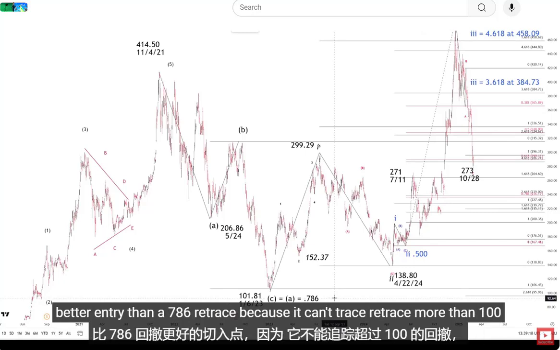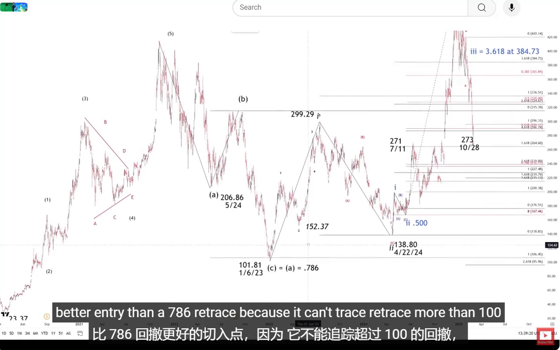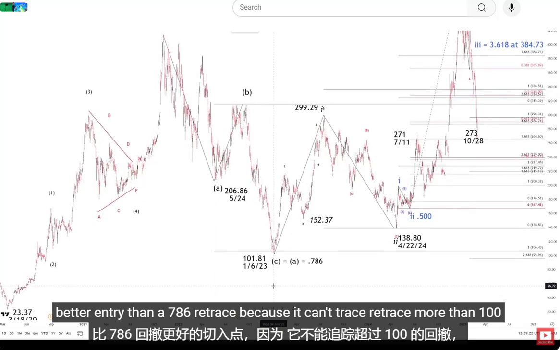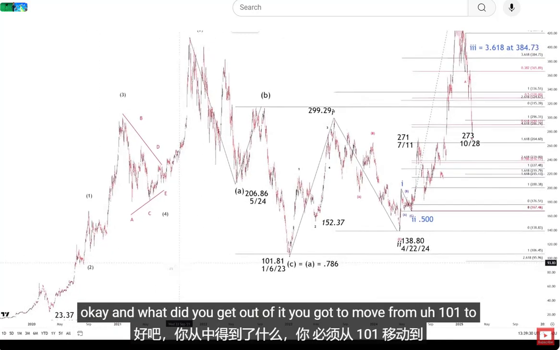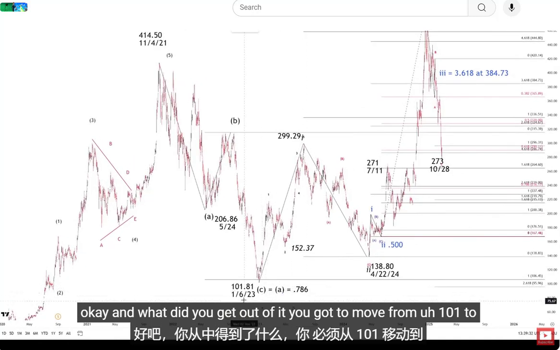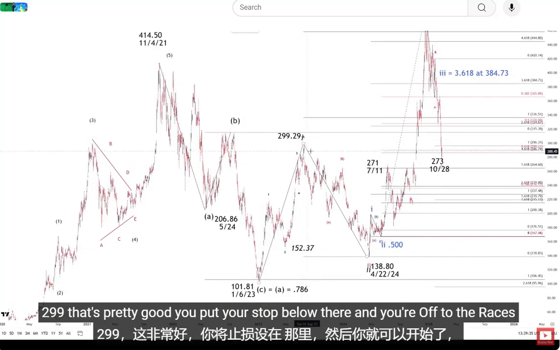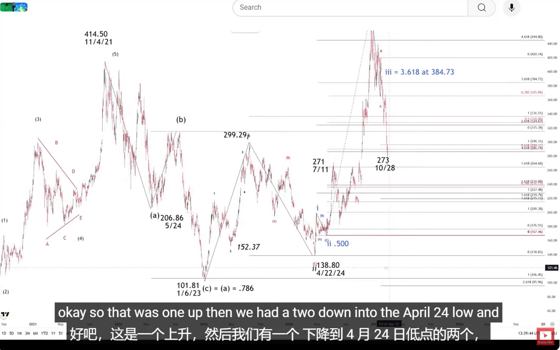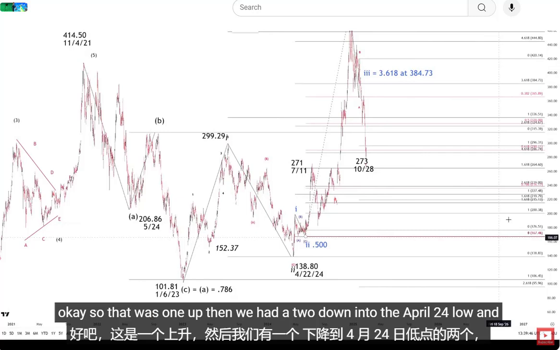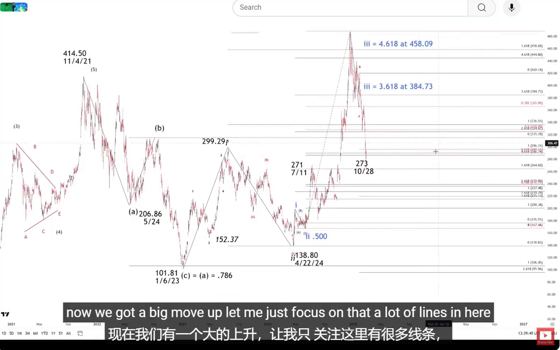There's no better entry than a 786 retrace because it can't retrace more than 100. So this thing was an unbelievable entry spot. It couldn't go below here. And what did you get out of that? You got a move from 101 to 299. That's pretty good. You put your stop below there, and you're off to the races. So that was 1 up. Then we had a 2 down into the April 24 low, and now we got a big move up.